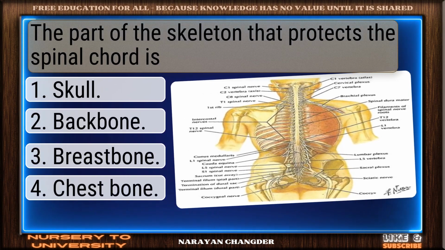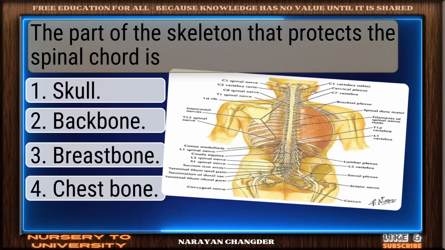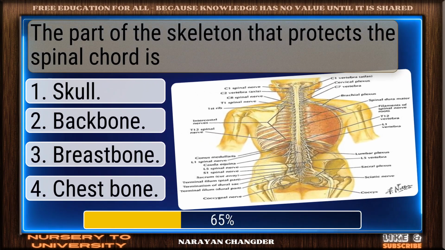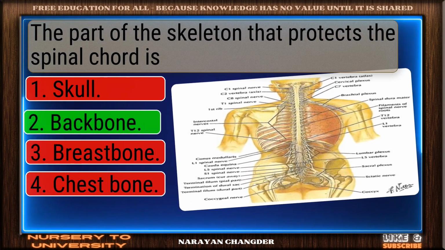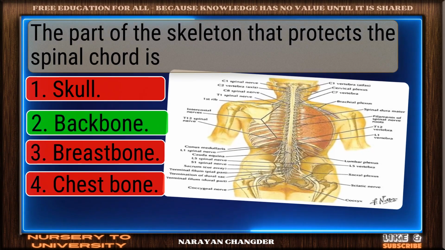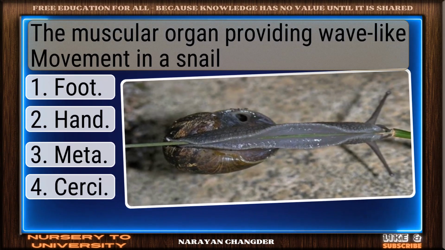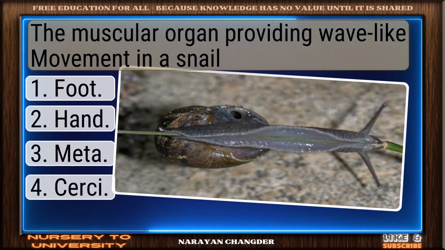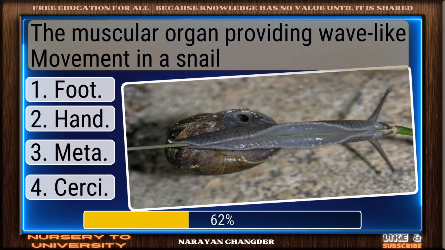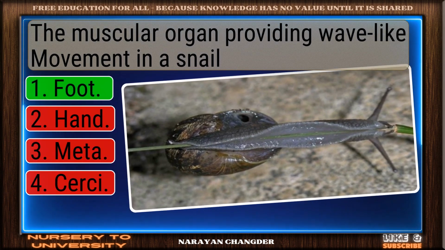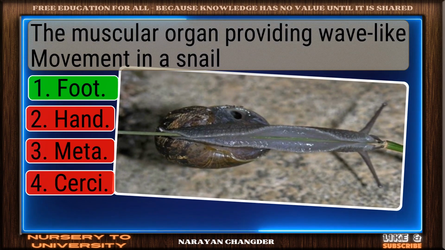The part of the skeleton that protects the spinal cord is... Smart pick. Backbone is the correct choice. The muscular organ providing wave-like movement in a snail. You chose foot, and it is correct.